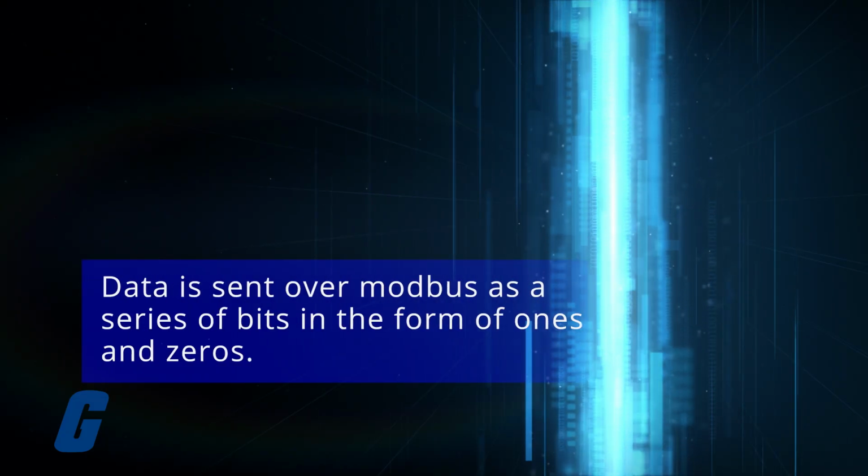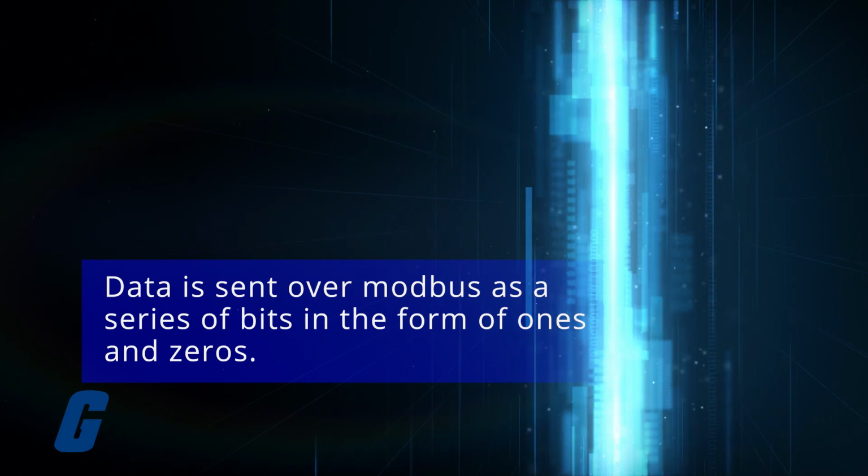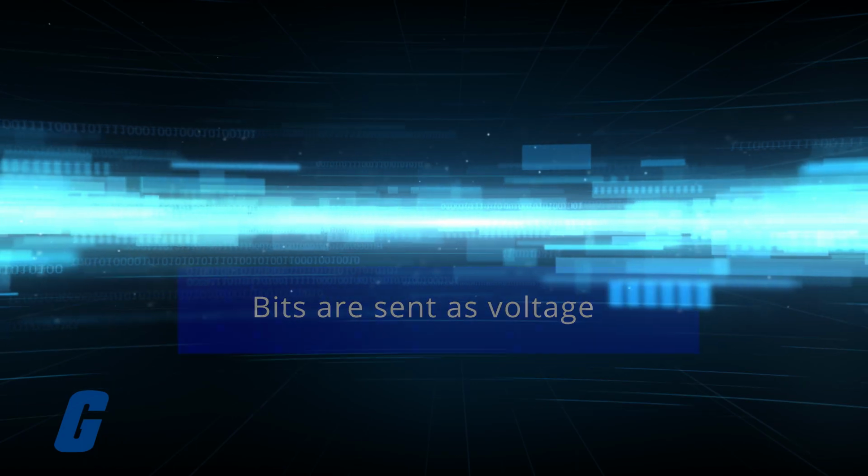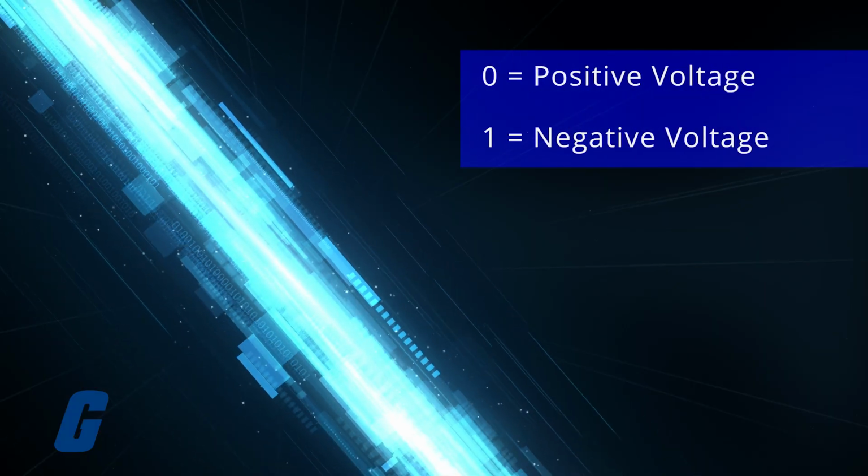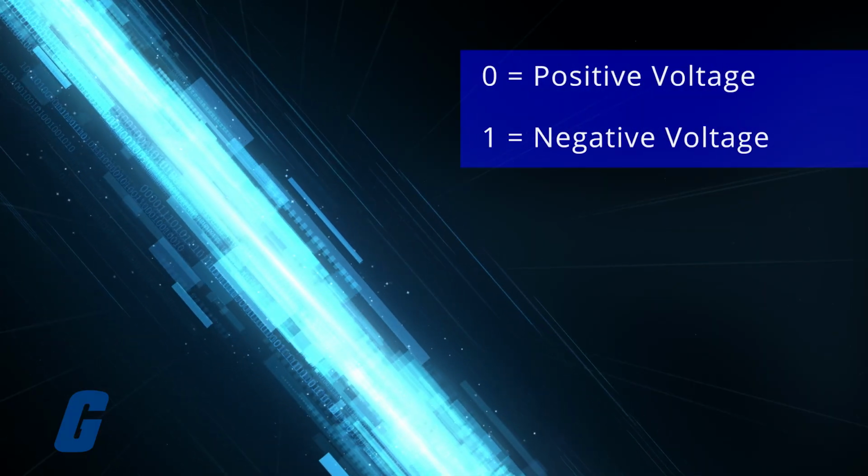Data is sent over Modbus as a series of bits in the form of ones and zeros. Each of those bits are sent as voltage, with zeros being sent as positive voltage and ones sent as negative voltage. Since the individual bits are extremely small, they are sent extremely quickly between the devices.